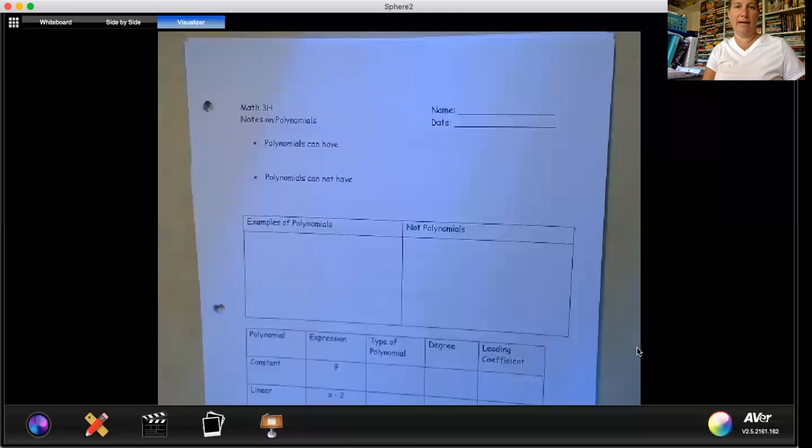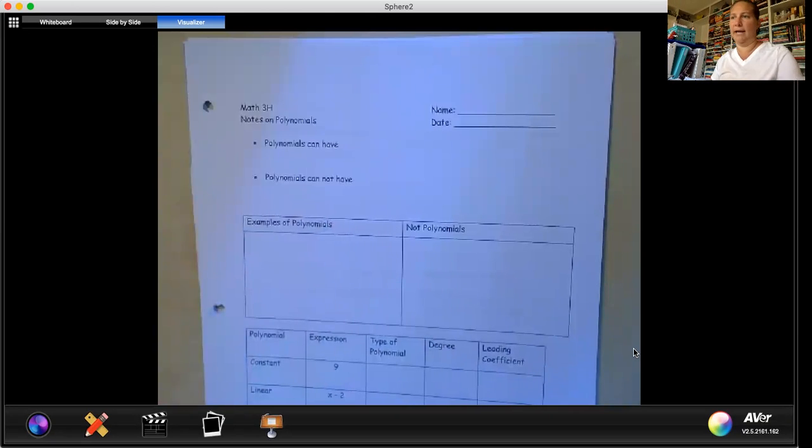Hey guys, today we're going to start a new chapter on polynomials. So we're going to start with some basic information, and a lot of this you guys already have. You'll see mine's blank in just a minute. I'll put the filled in sheet up here because most of this you guys already have, like I said, in your notes.